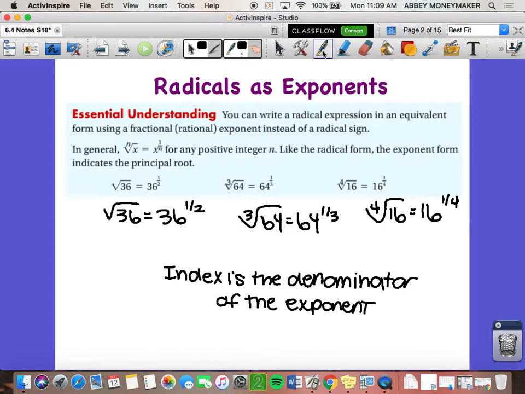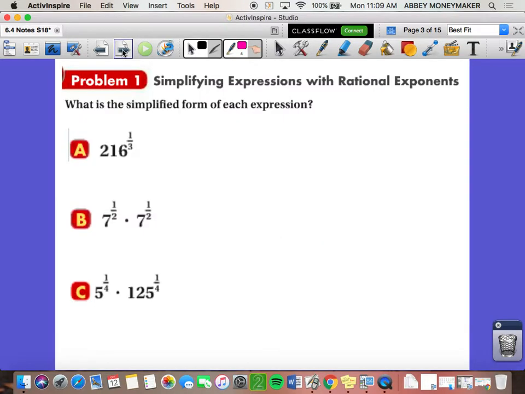Now, your next question might be, where did that 1 come from? This is 36 to the 1st power. This is 64 to the 1st power. This is 16 to the 1st power. So whatever power you have in your radicand, that is your numerator. And we'll look at that more in just a bit.